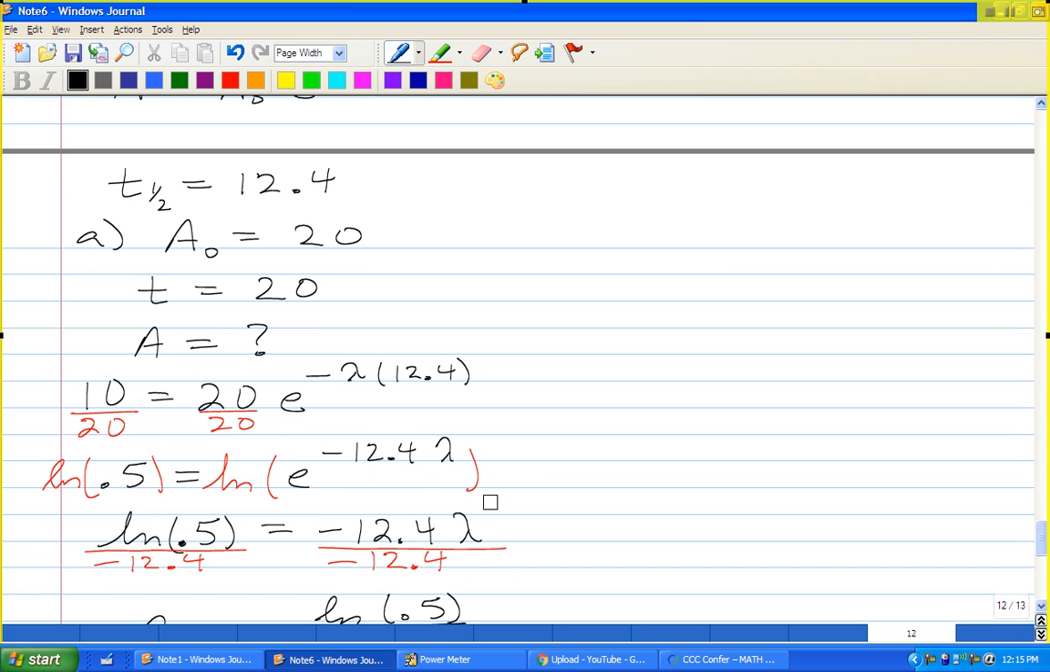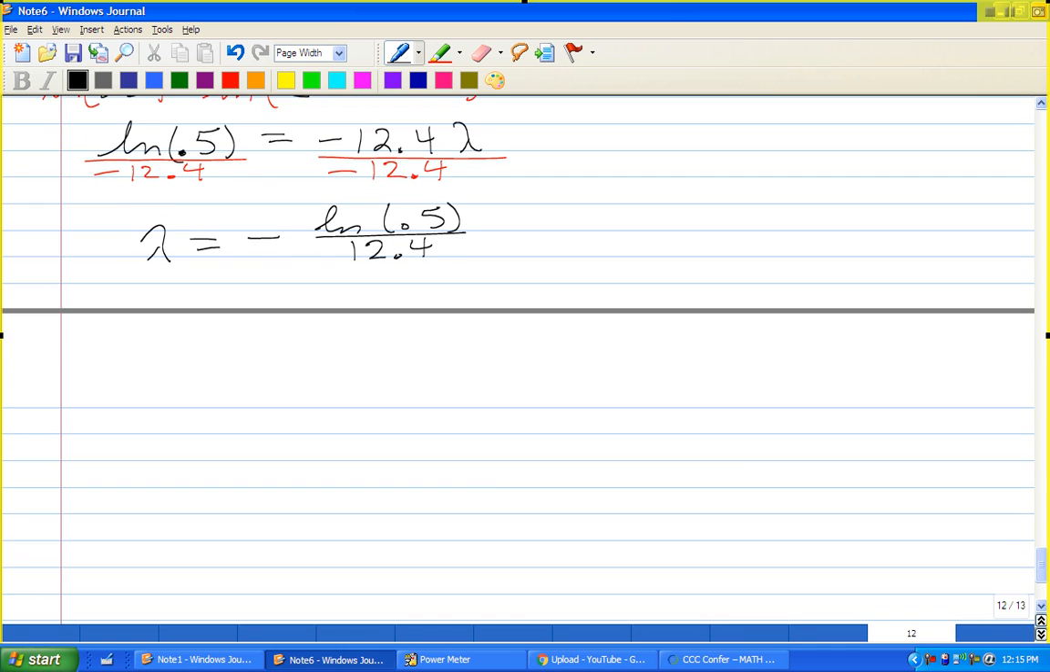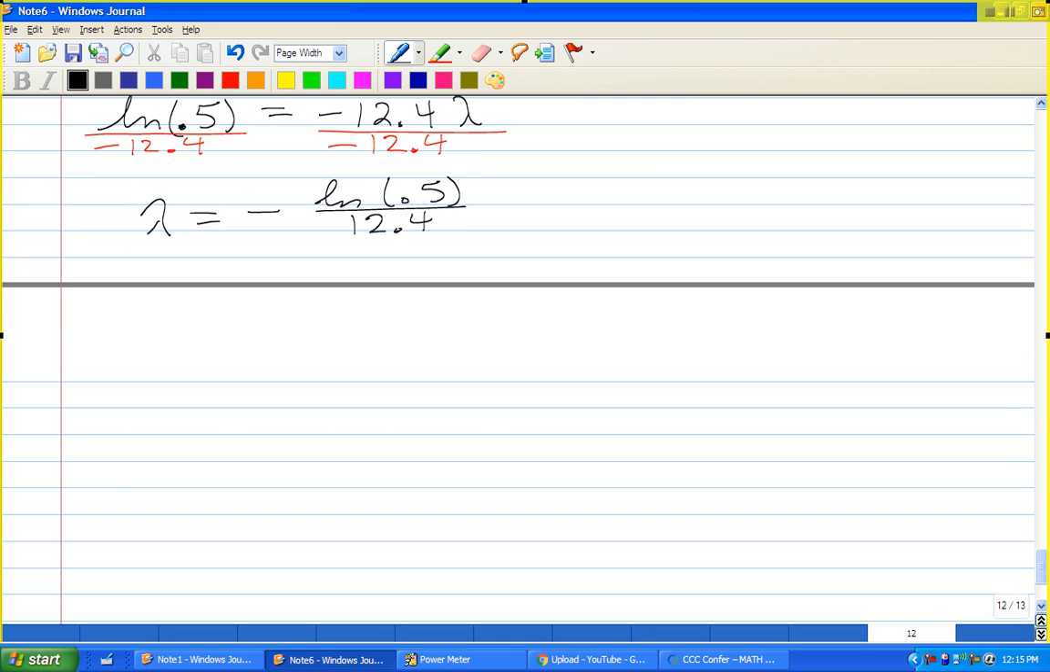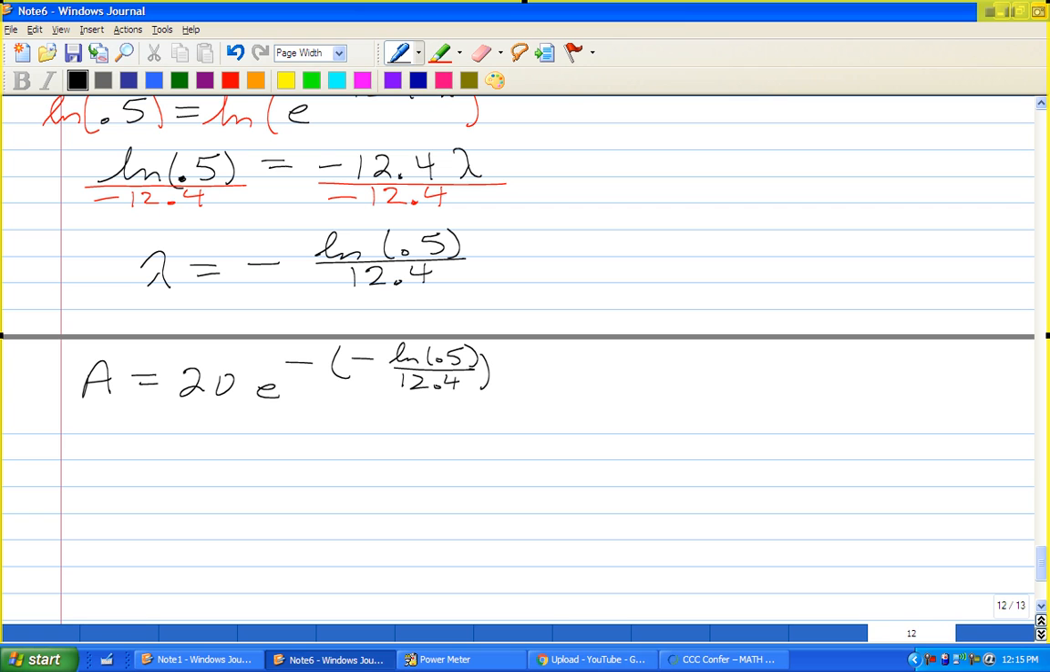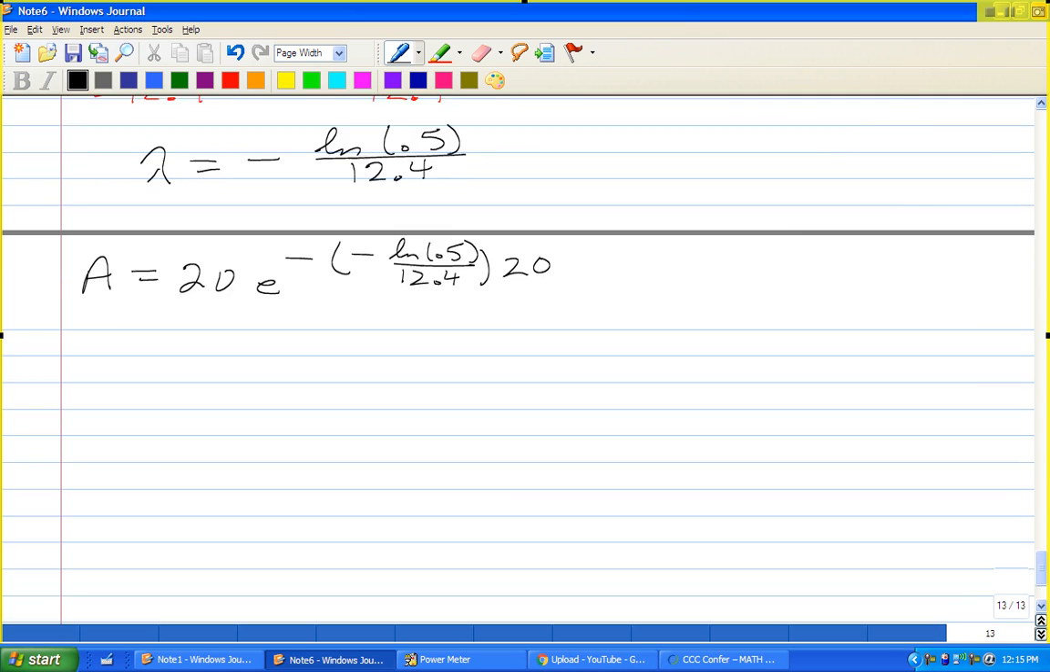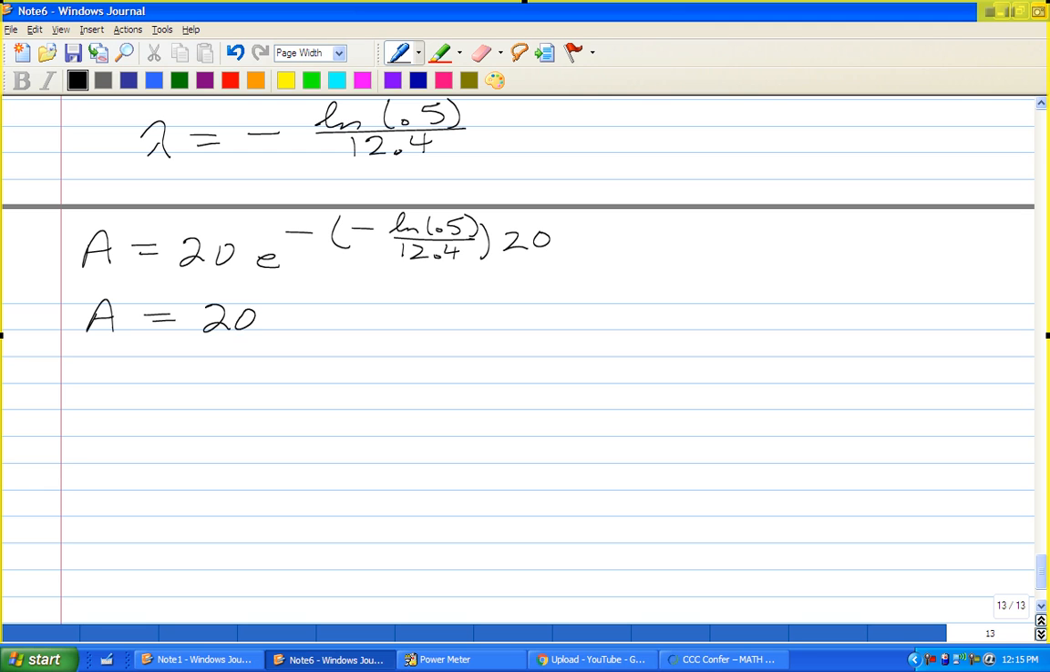Okay, so part A says I start out with 20 grams. I then plug in my lambda. Notice that the negatives will cancel. And then my t is, well, 20 years. So I have that A is equal to 20 e to the, the negatives cancel, 20 divided by 12.4. I can reduce that, but let's just keep it like that: 20 ln 0.5 over 12.4. And that's how much you have.